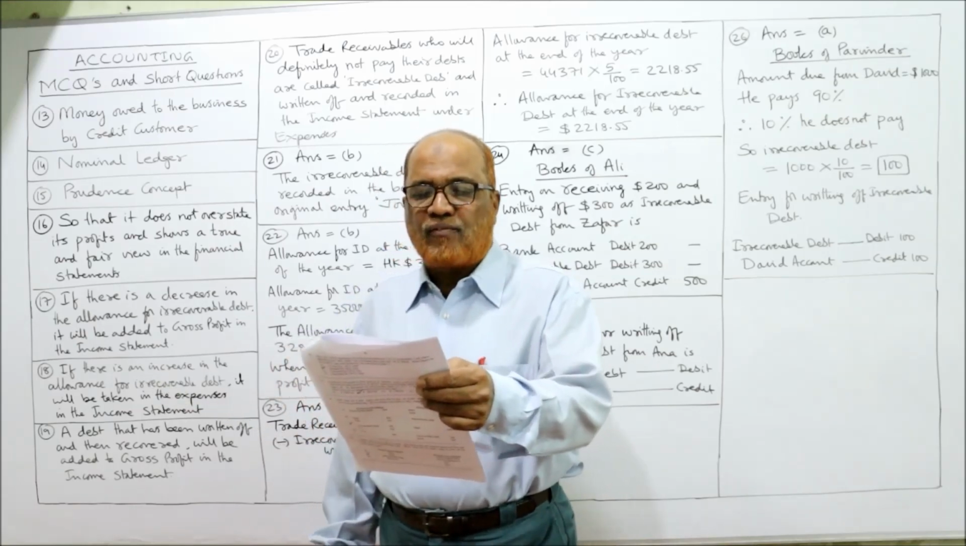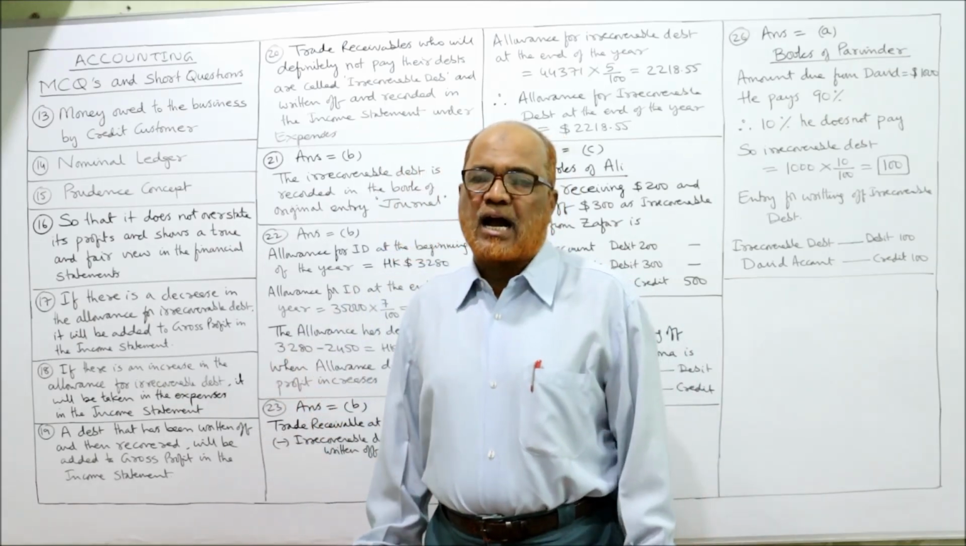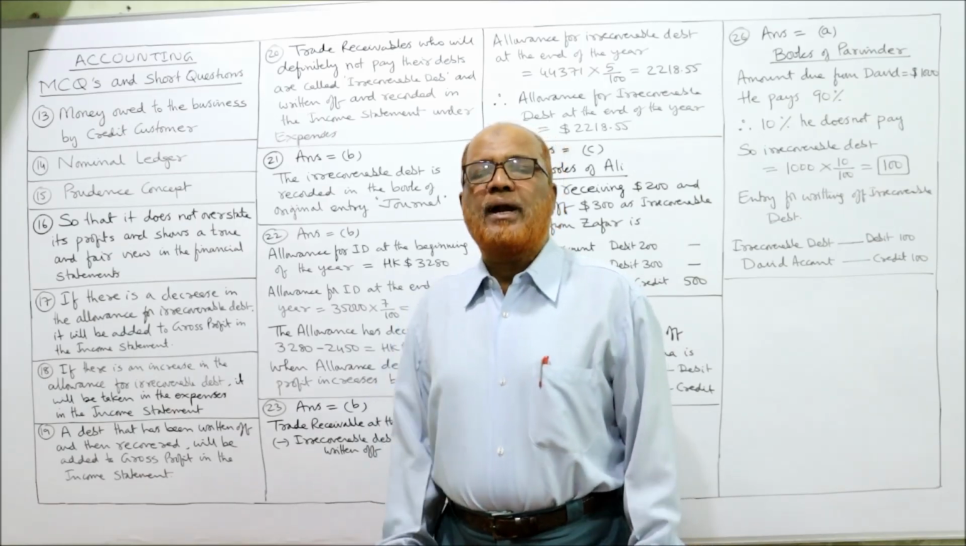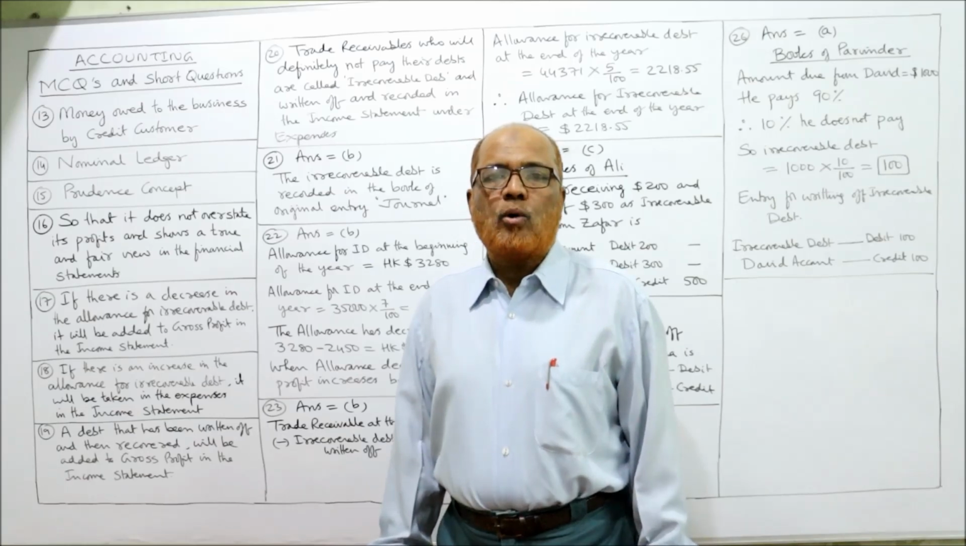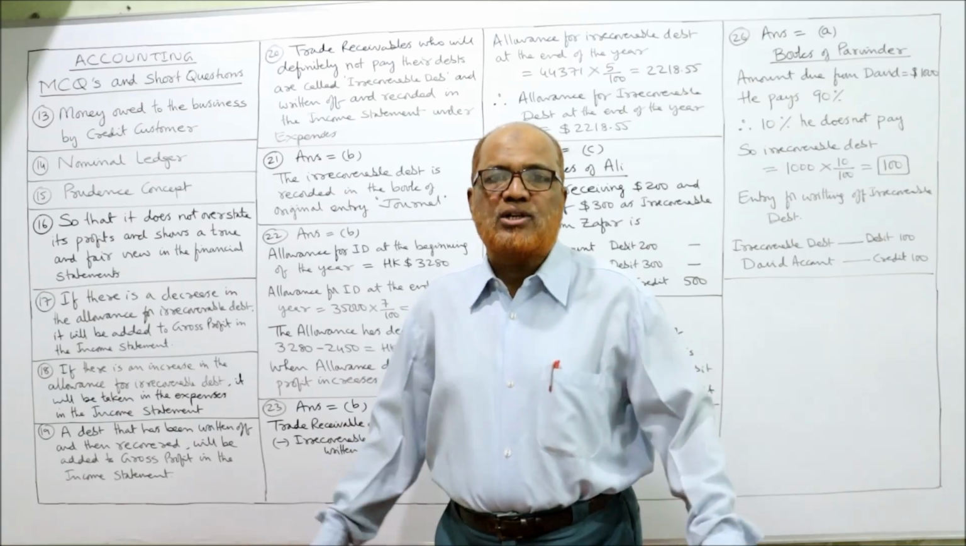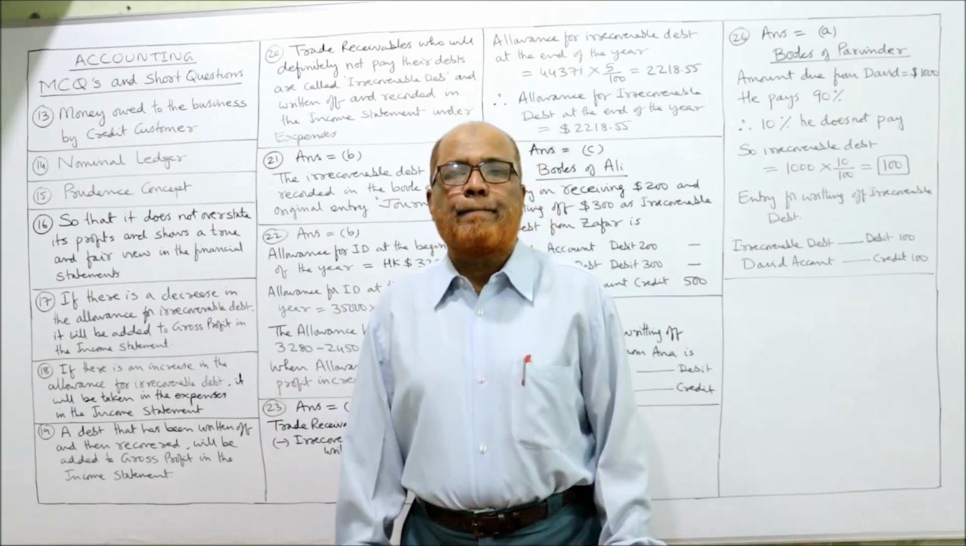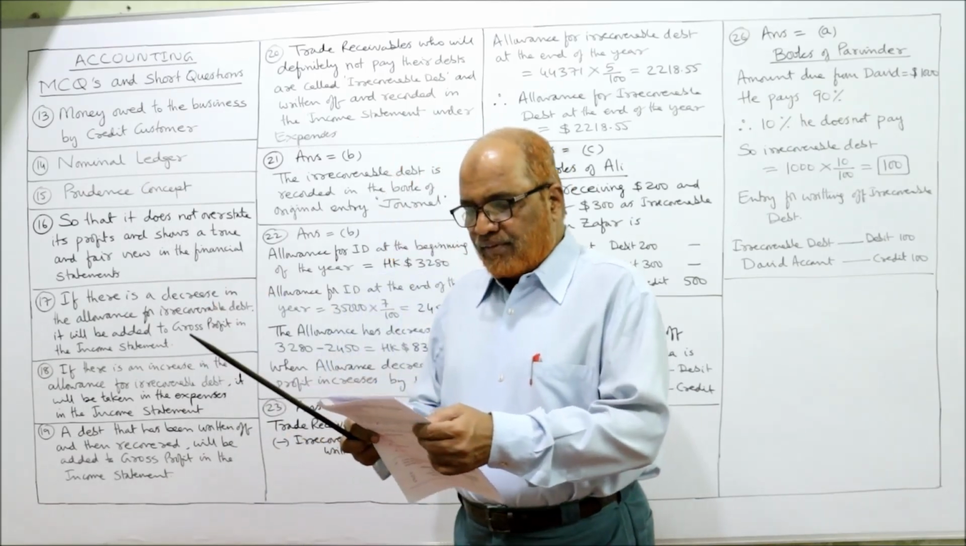Second one, 14th problem. In which ledger would you find the irrecoverable debts account? The irrecoverable debts account will be opened in which ledger? It will be opened in the nominal ledger, the general ledger. It is called the nominal ledger or it will be called the general ledger. Both mean the same.